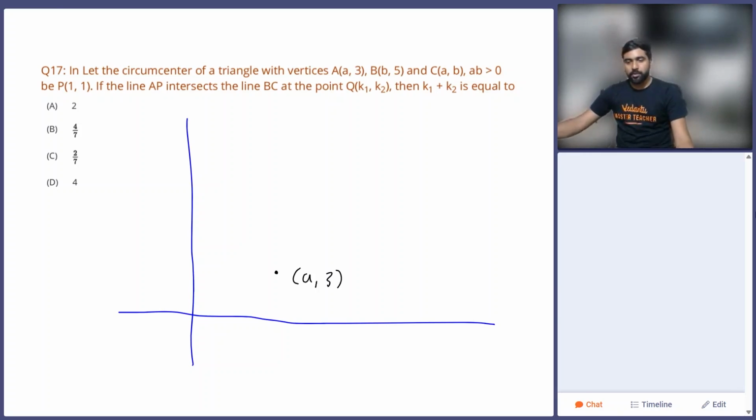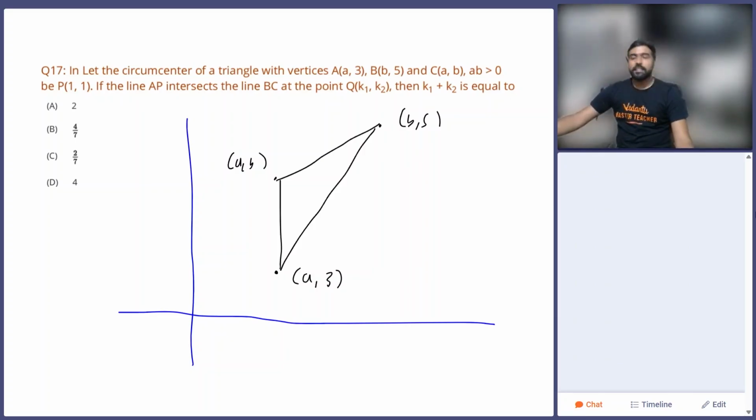So I have some point over here, (a, 3), and I have another point over here, (a, b), and you have another point over here somewhere, (b, 5). Maybe up, maybe down, I don't really care. Somewhere I have this point. Okay. And you have been told now that the circumcenter of this triangle is (1, 1).